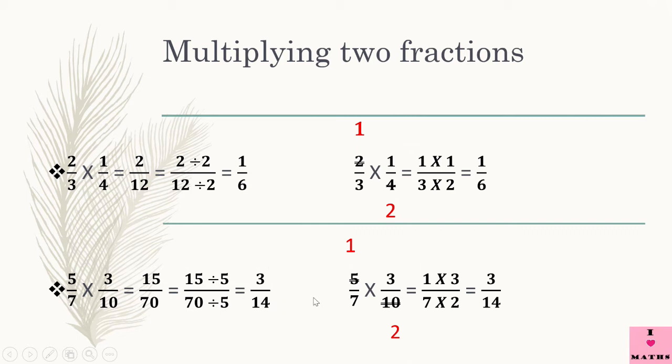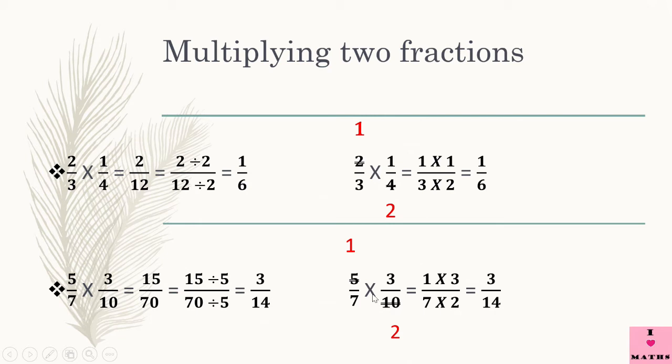Okay, same question now I am doing in a different manner. 5 upon 7 multiplied by 3 upon 10. Now, 5 and 10 come in the table of 5. So, I am going to divide 5 by 5. 5 divided by 5 is 1 and 10 divided by 5 is 2. So, 1 threes are 3 and 7 twos are 14.